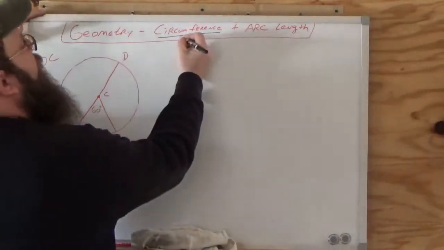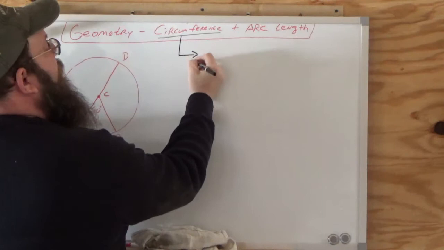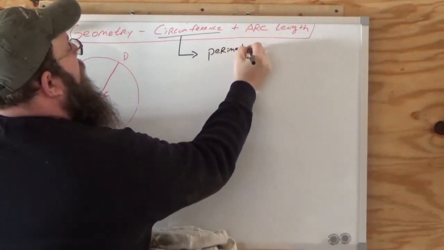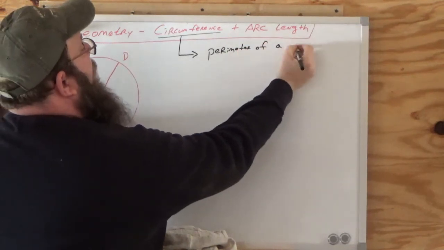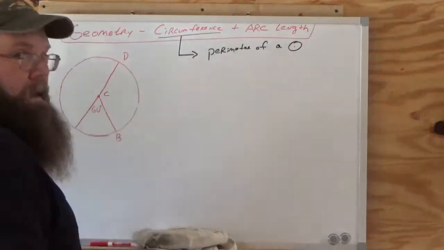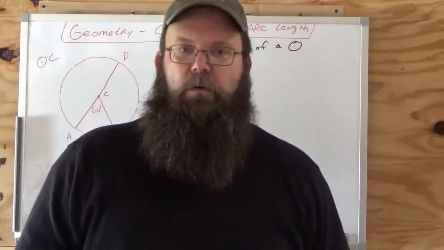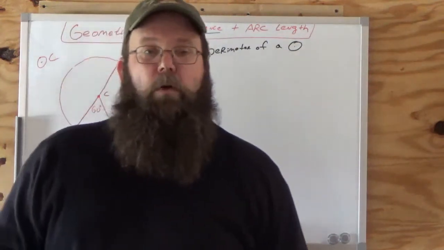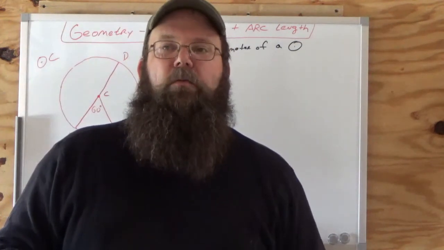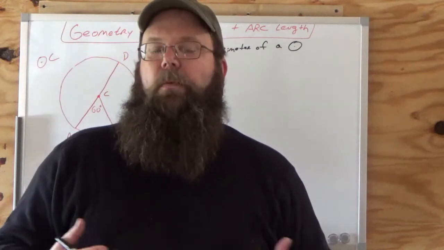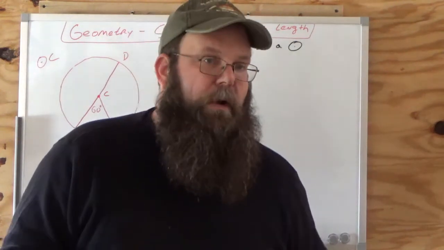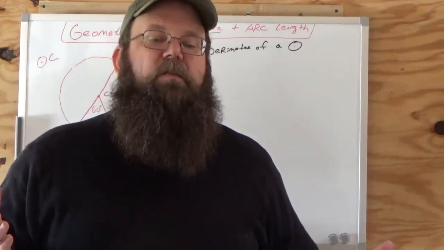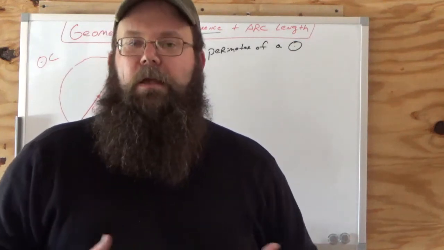Anyway, what is circumference? The circumference of a circle is the perimeter. The perimeter of a circle. And why don't we call it perimeter? We don't call it perimeter because typically perimeter is for a polygon, and circles are not polygons, they're round. So everything with circles has its own special names, and circumference is no different.